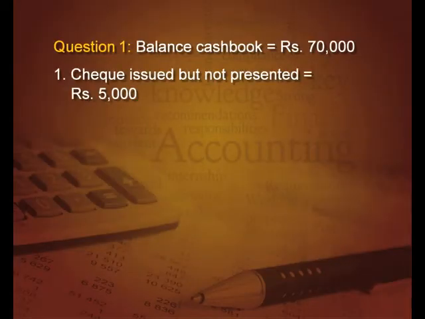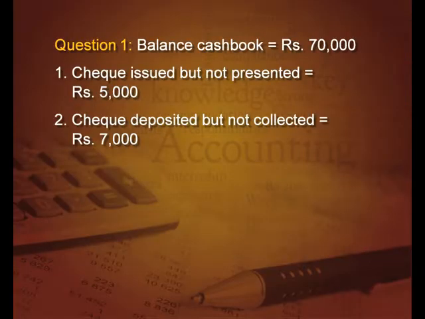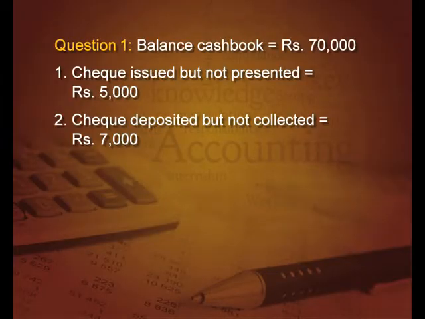Let us see the first entry, 5,000, that is check issued but not presented, which has reduced the cash book balance. When you issue the check, it reduces the cash book balance. So, now what will you do? Yes, add 5,000. So, please put add 5,000. And the second entry of 7,000, that is check deposited but not collected, would have increased the cash book in the first instance. So, in the cash book, now we will deduct 7,000.